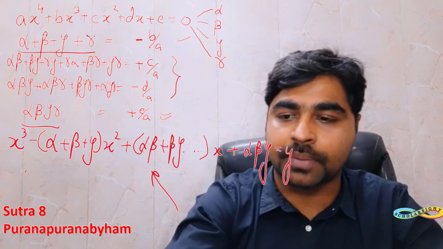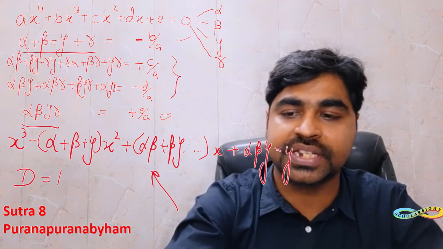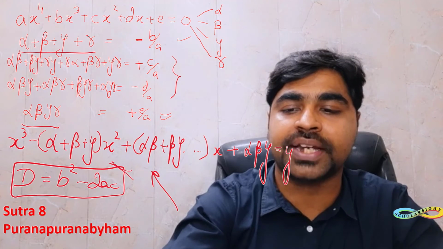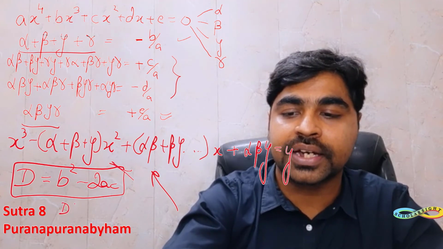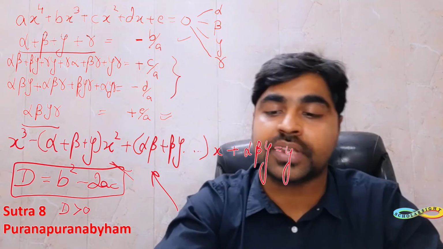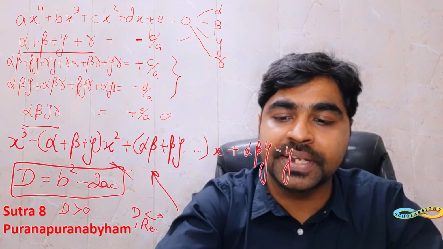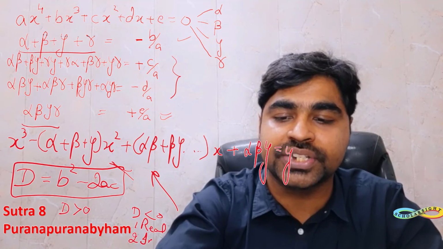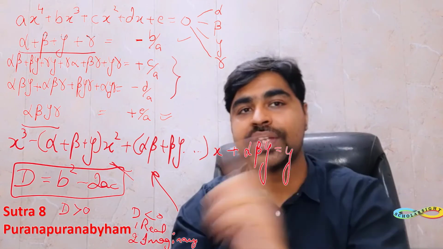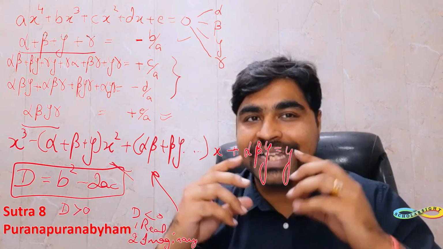I have not pinpointed it in this particular sequence of sessions, but there is a D here as well, which is b square minus 3ac. If the value of b square minus 3ac is greater than 0, that means all three roots would be real. If it is less than 0, then that means one root would still be real and two roots would be imaginary in nature. Why so? Because imaginary roots always come in pairs. Okay, all these things are covered in a single sutra.